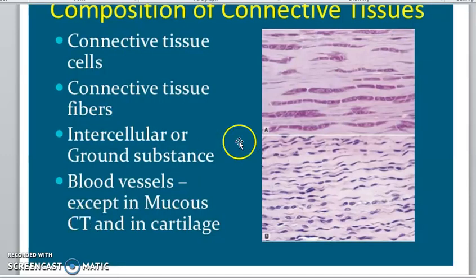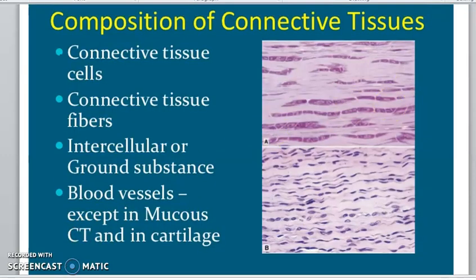Okay, now the composition of connective tissues. Composition of connective tissues: connective tissue cells, we have mentioned that before, connective tissue fibers, intercellular or the ground substance, and then the blood vessels, except in mucous connective tissue and in cartilage. This is the basic component or composition of the connective tissue: the connective tissue cells, fibers, ground substance, and then the blood vessels.